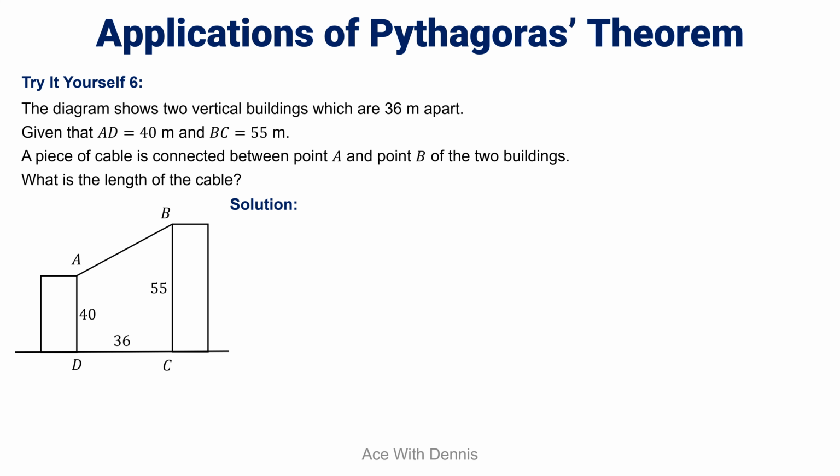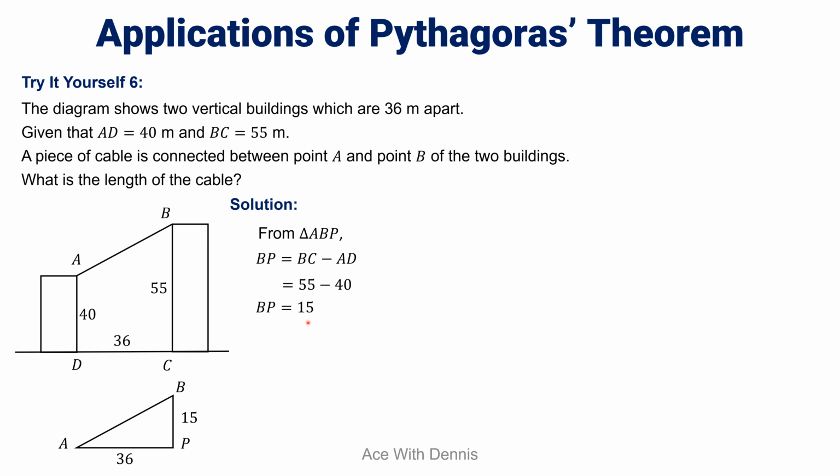Okay, so here's the solution. From this diagram, we can draw a right angle triangle and we can label this as point P. So from this triangle ABP, we want to apply the Pythagoras theorem because we want to find the length of AB. But we have a problem. We don't know what's the length of BP. So BP is this length. To get this length, it will be BC minus AD. So it will be 55 minus 40, which is 15 meters.